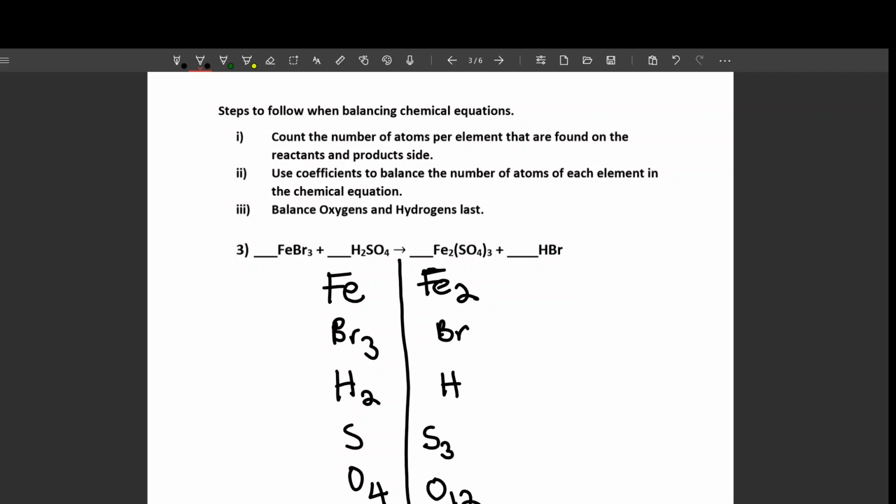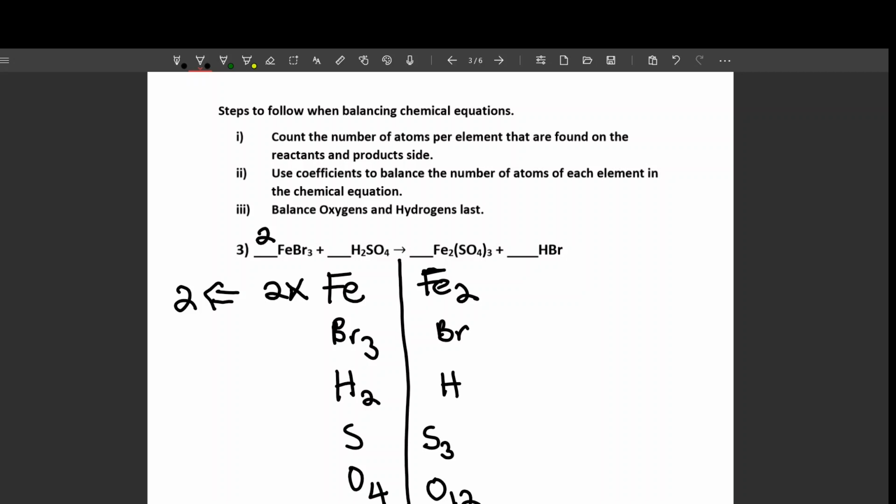Okay, so let's start balancing our iron first, right? So we have 2 here, 1 here. Simple. We can just multiply this by 2, right? So multiply this by 2 such that we have 2 irons in total. So I can add my 2 there. So 2 times 1, we have 2.